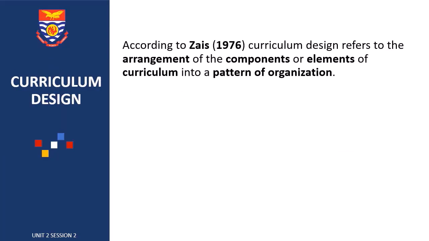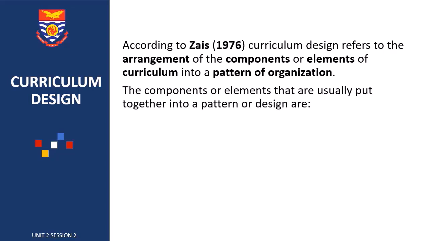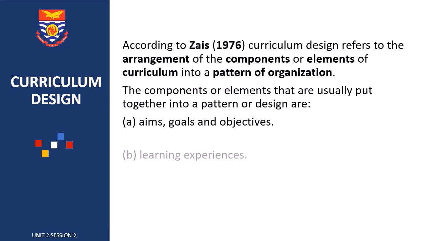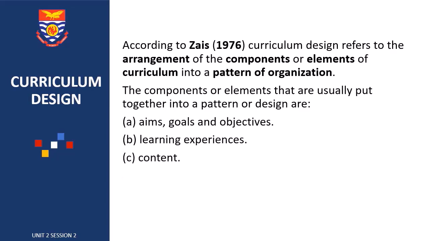The curriculum design. According to Zeiss, curriculum design refers to the arrangement of the components or elements of curriculum into a pattern of organization. The components or elements that are usually put together into a pattern or design are the aims, goals, and objectives, the learning experiences, the contents, and evaluation. The essence of designing the curriculum into a particular pattern is that the various patterns eventually determine the caliber of persons that the school is supposed to make out of its product or graduates.